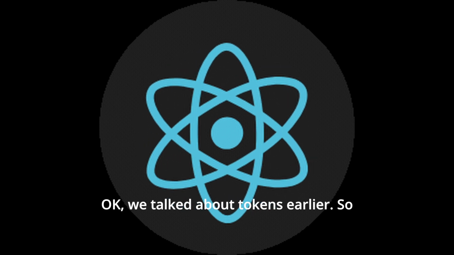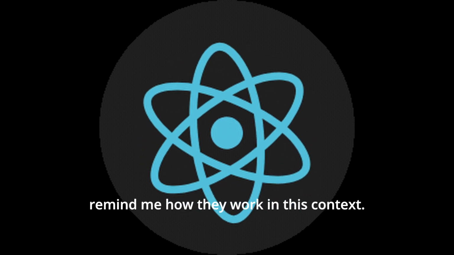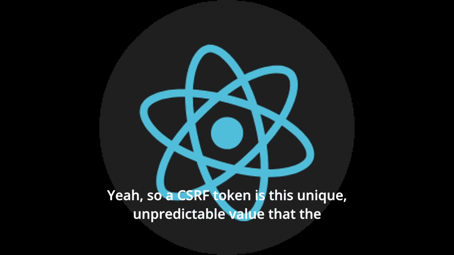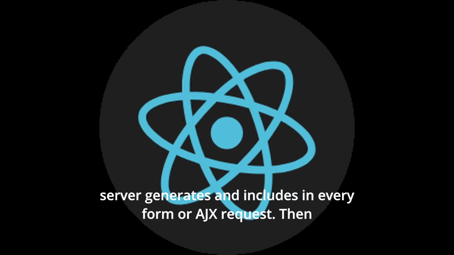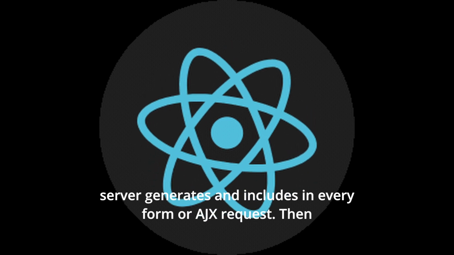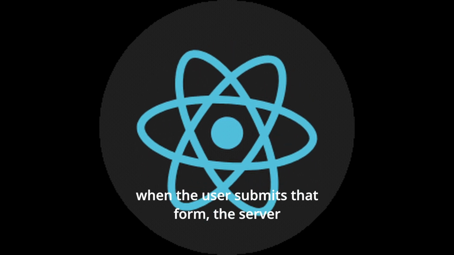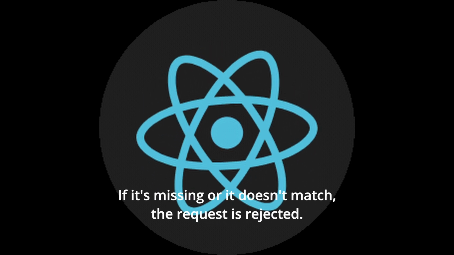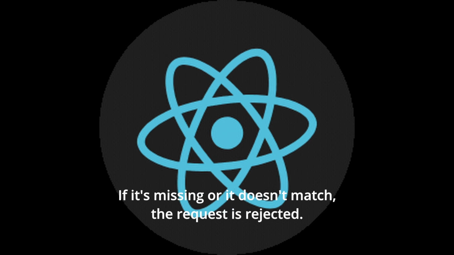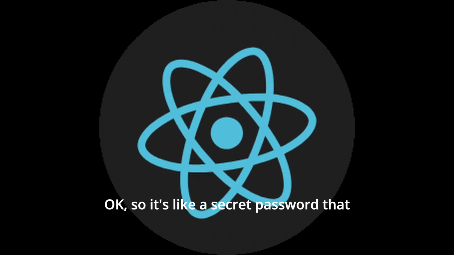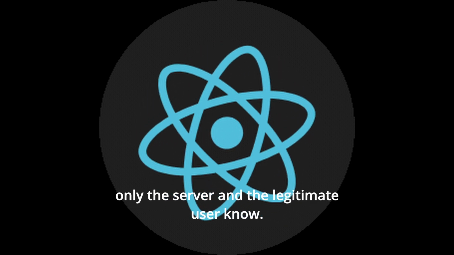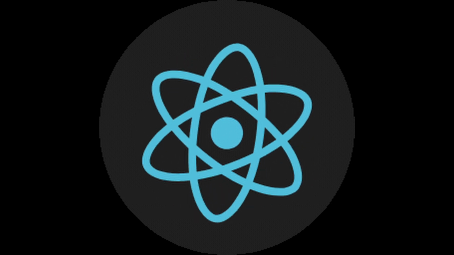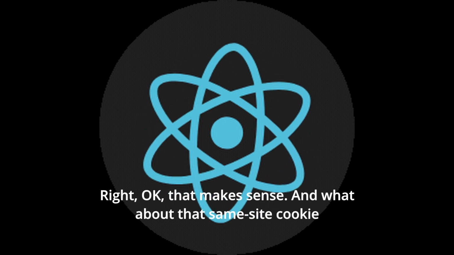Okay, we talked about tokens earlier, so remind me how they work in this context. Yeah, so a CSRF token is this unique, unpredictable value that the server generates and includes in every form or AJAX request. Then, when the user submits that form, the server checks, hey, is that token there? And does it match? If it's missing or it doesn't match, the request is rejected. Okay, so it's like a secret password that only the server and the legitimate user know. Exactly. So the attacker can't forge a valid request because they don't have that token. Right. Okay, that makes sense.